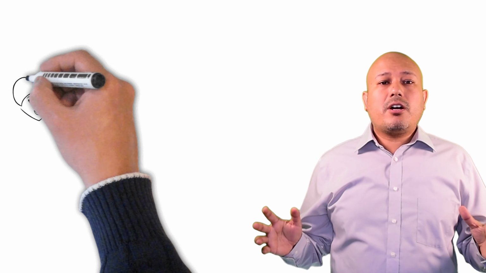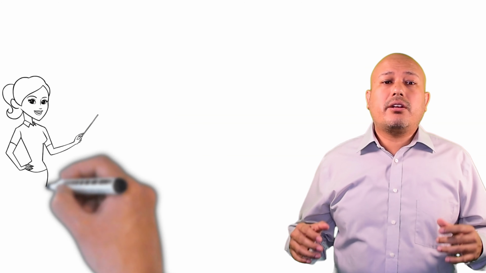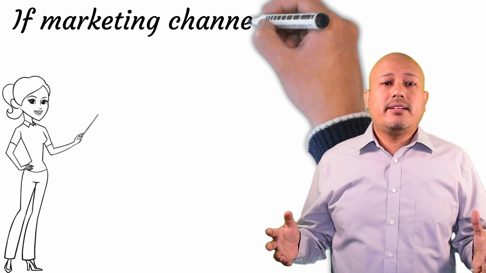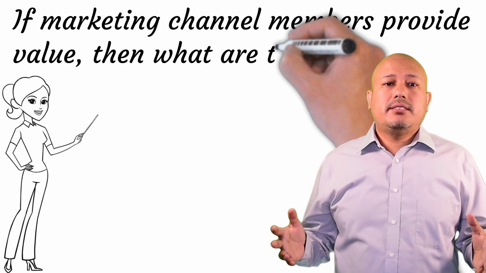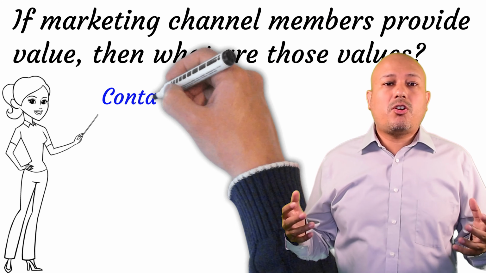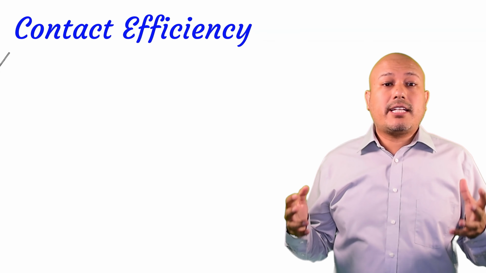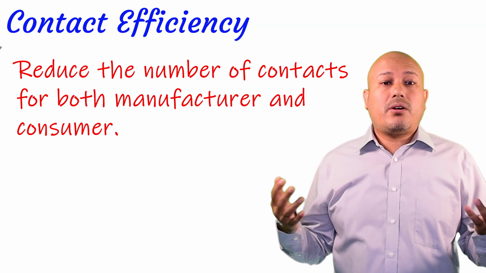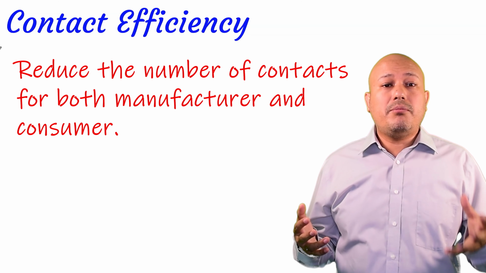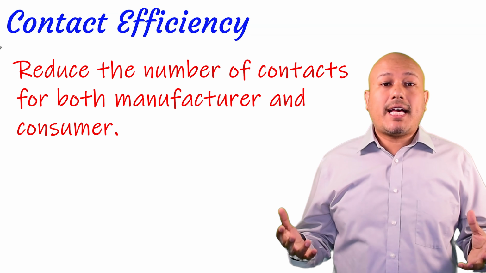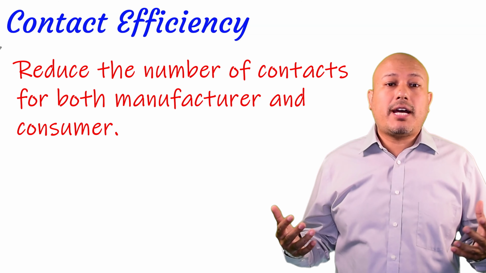We will briefly talk about the different values that the marketing channel intermediaries provide. One of the biggest values that they provide is contact efficiency. Basically, marketing channel members provide contact efficiency by reducing the number of contacts that the manufacturer or the company would need to make, as well as the number of contacts that the consumer would have to make.